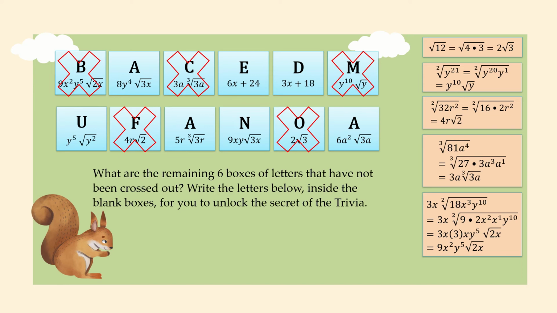So, 1, 2, 3, 4, 5, 6, 7. We still have 7 boxes uncrossed. So, one final box to be crossed out, and that will determine the answer to the trivia.